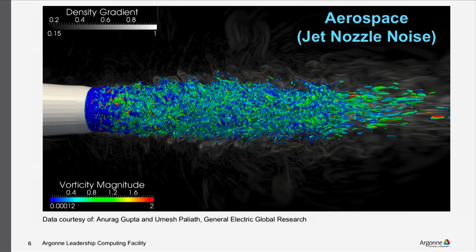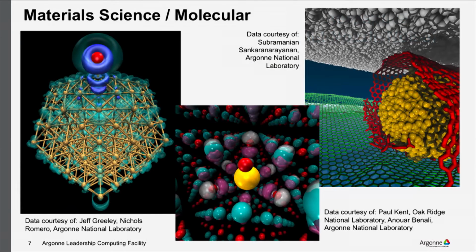This is an example of aerospace where they're looking at noise from a jet nozzle, right? And so they're interested in understanding how to reduce noise, not only for reducing noise pollution, but it also turns out leads to better fuel efficiency as well. So there's an example of that.